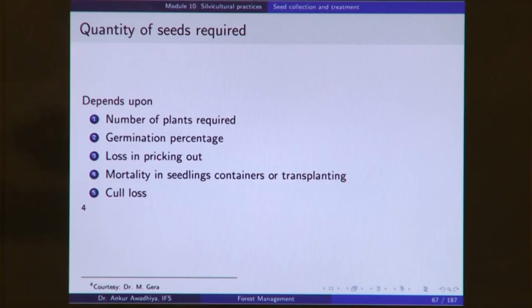Then you also need to consider the loss due to culling. Now, culling is a process in which you will deliberately want to get rid of a few plants. So, suppose you have done the transplanting operation, but then you are seeing that a few of the plants are odd men out and they are not growing at a fast rate. In that case you will want to replace a few of those plants even though they were living. So, you need to consider all of these different mortalities to compute the number of seeds to begin with.